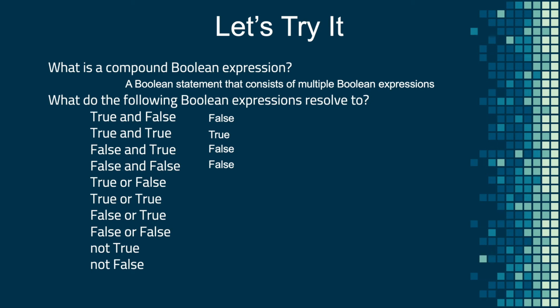Moving on to or, we have true or false, which is true. True or true, which is true. False or true, which is true. And false or false, which is false, because with the or operator, it is only false if both are false. We have not true, that's equal to false, and not false is equal to true. Okay, so if you don't understand that, go back over the truth tables in the previous slides. But again, just keep in mind that when we use these logical operators, they're going to combine Boolean expressions in certain ways that will allow us to combine different expressions.